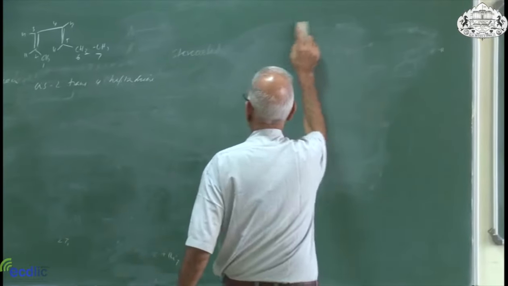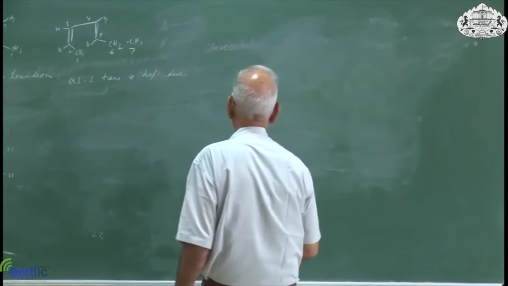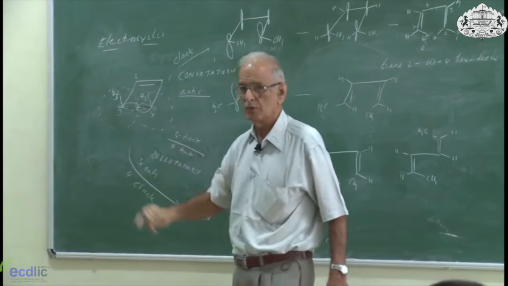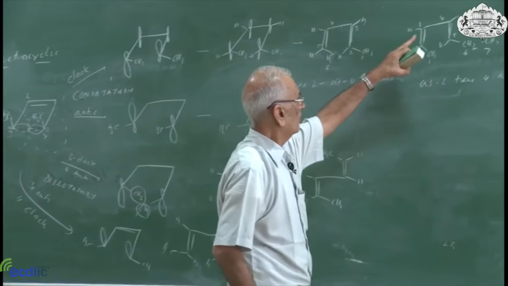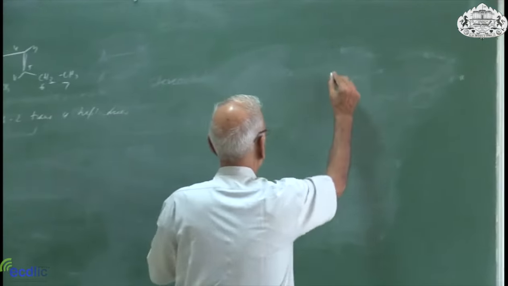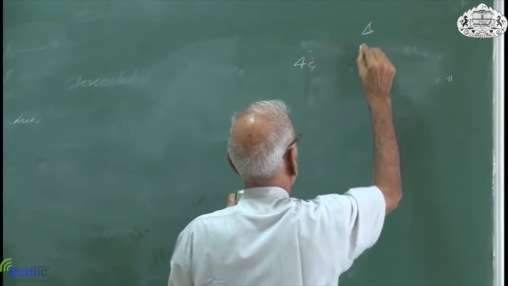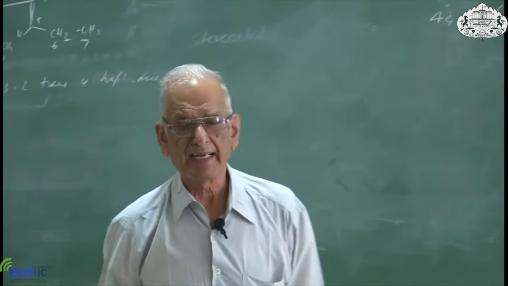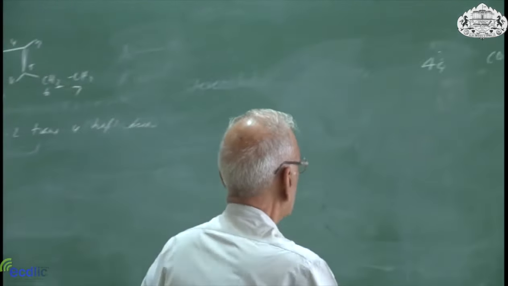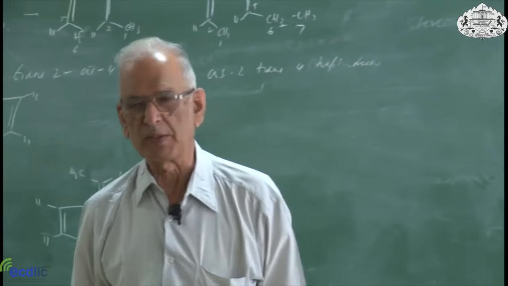What was the important contribution? These things were known. If I take a system which has four electrons, which are the four electrons? Two electrons of the double bond, two electrons of the single bond. In the product, your four electrons are the four electrons of the two double bonds. When you do the reaction with four electrons, after looking at lot of reactions, you find that product is conrotatory. If I do it photochemical, the product is disrotatory.